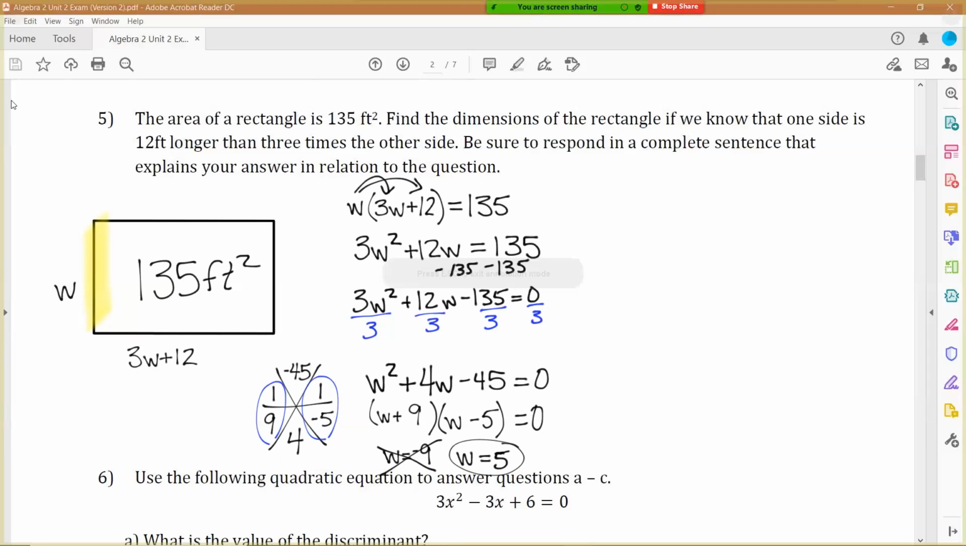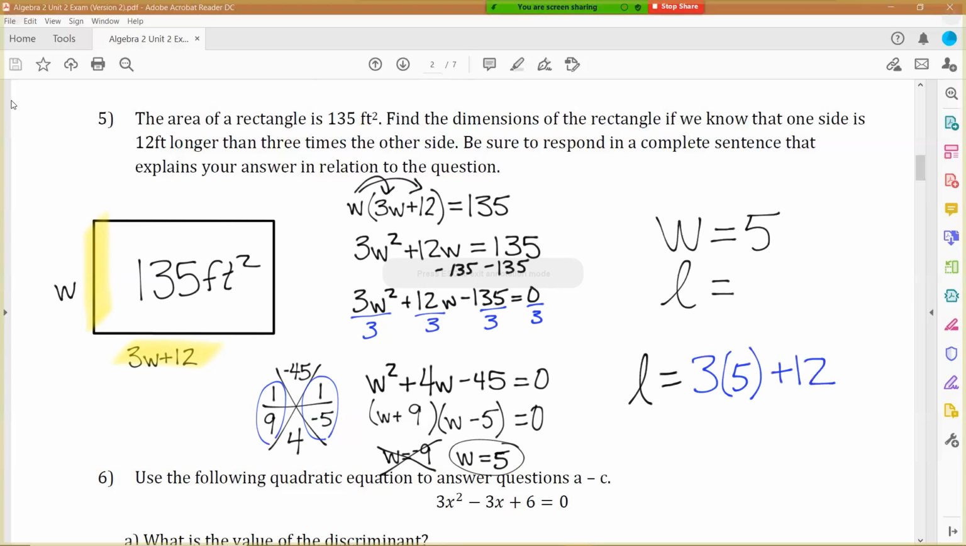But we want to know the dimensions of the rectangle. So we know that the width is 5. But now we need to find the length. How do I find the length? Well, right here's the equation for the length, 3 times the width plus 12. So I'm going to take 3 times 5 plus 12 to figure out what the length is. So 3 times 5 is 15. 15 plus 12 is 27.